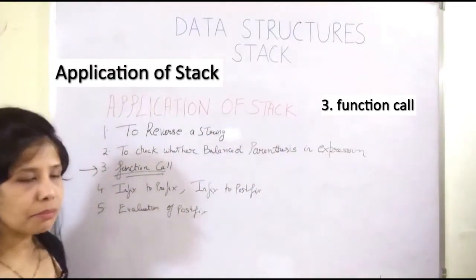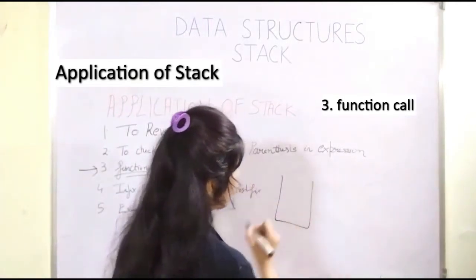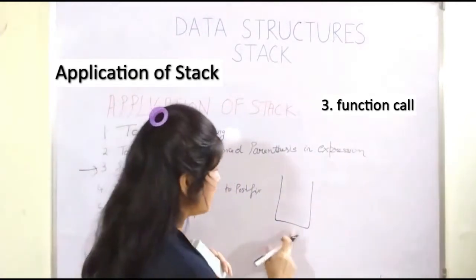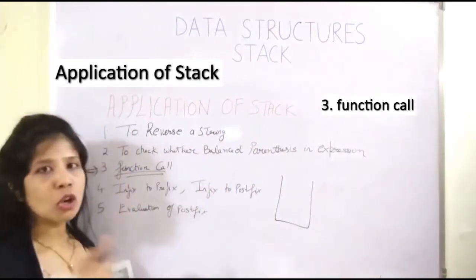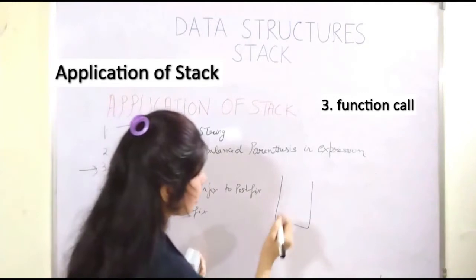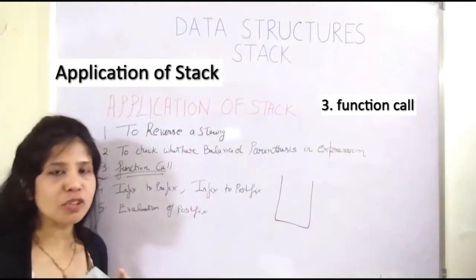Whenever your program is executed, in that case the program stack, or you can say the runtime stack, is created. When a function is called, the activation record of that called function is created. So what is that activation record?